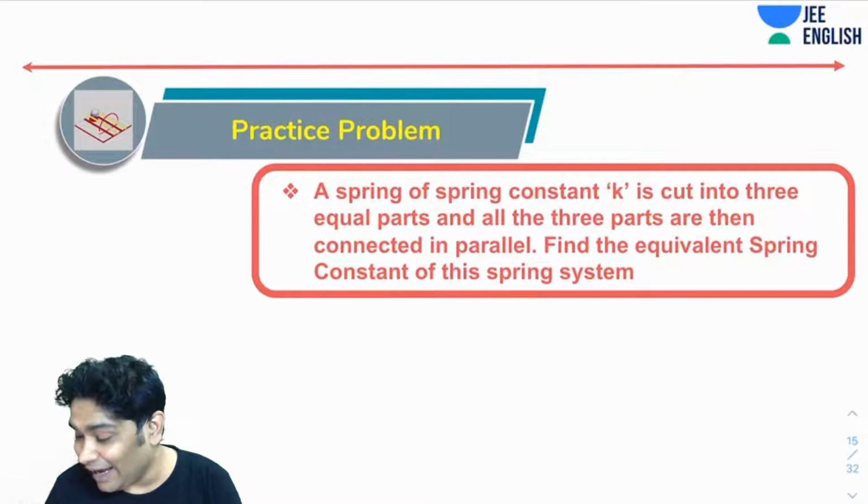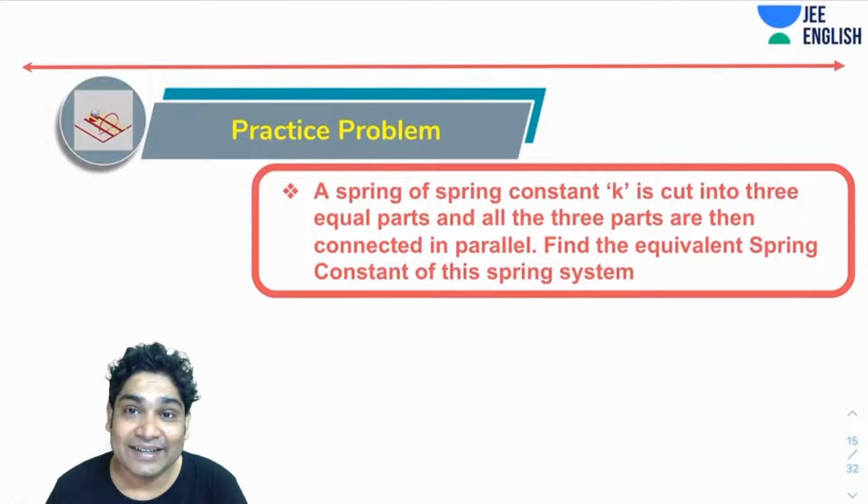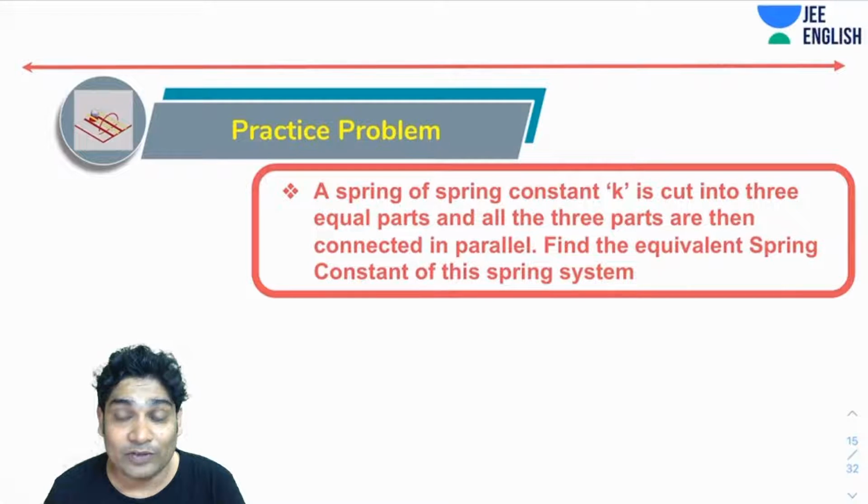I had only one problem here. It says that a spring of spring constant K is cut into 3 equal parts, and all 3 parts are then connected in parallel. You have to find the equivalent spring constant of this spring system.